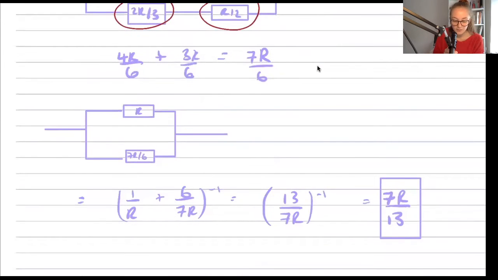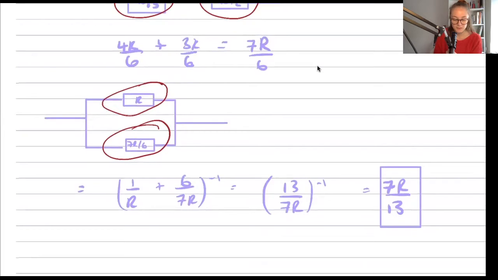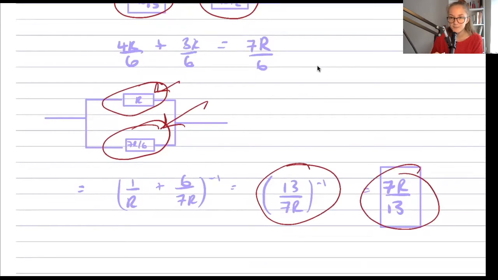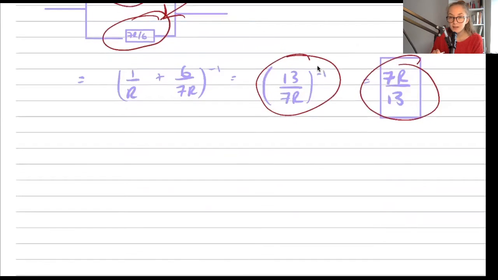And then in our final redraw here, we can see that we have two resistors in parallel that can just be added like two resistors in parallel normally. So we have the reciprocal of R here plus the reciprocal of 7R over 6, add them together, and then take the total reciprocal to get 7R over 13. And that is our final answer.